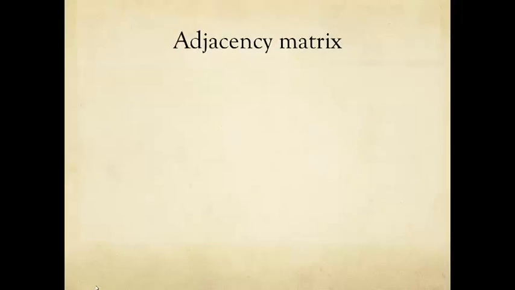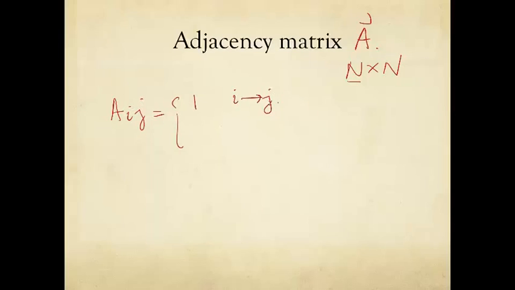Now we're going to use some matrices to describe these graphs' connectivity patterns. We'll first look at what's called the adjacency matrix, represented as a boldface A. This is a matrix of dimension n by n, where n is the number of nodes. And this matrix is very easily defined. We say the ijth entry of this matrix is 1 if there is a link from node i to node j, and 0 otherwise.